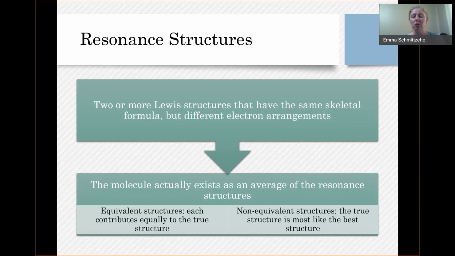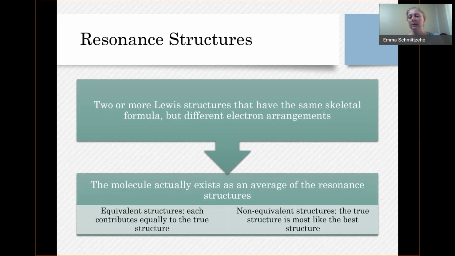It's essentially just electrons shifted to a slightly different location, but the connectivity of the atoms, like what's in the center and what's on the outside, does not change. If you change what's in the center and what's on the outside, then you have a completely different compound. So when you're drawing resonance structures, you shouldn't be moving the atoms around, only the electrons.